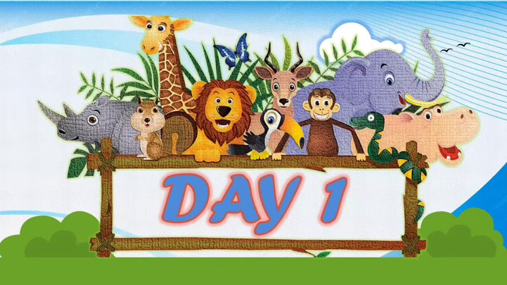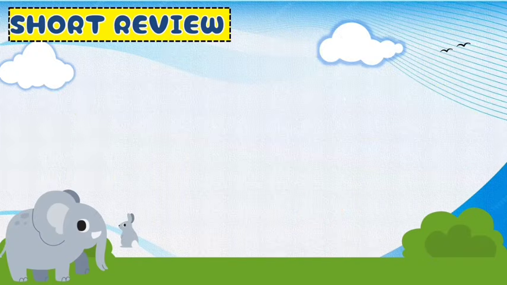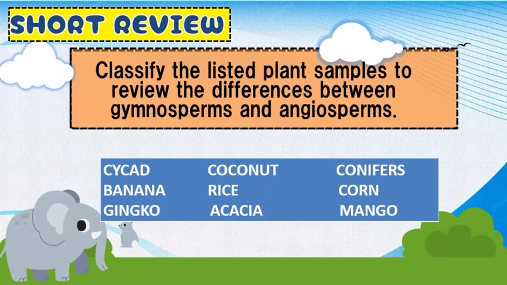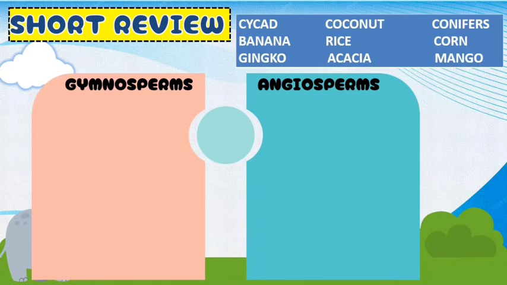Day 1. We have a short review here. So all you have to do is to classify the listed plant samples to review the differences between gymnosperms and angiosperms. So we have here cycad, banana, ginkgo, coconut, rice, acacia, conifers, corn, and mango. Are you ready now to sort these words?